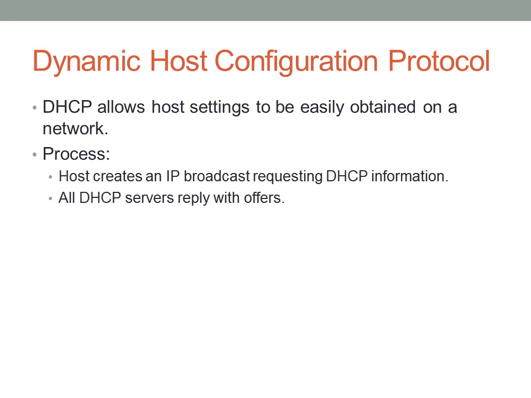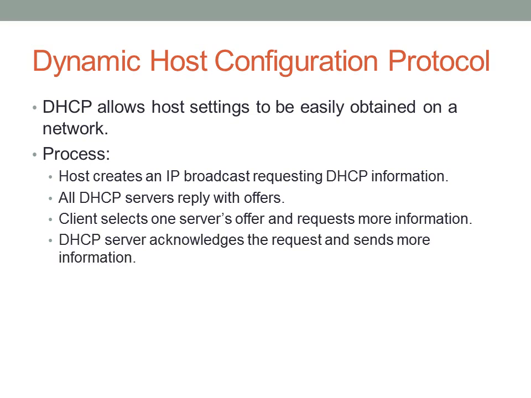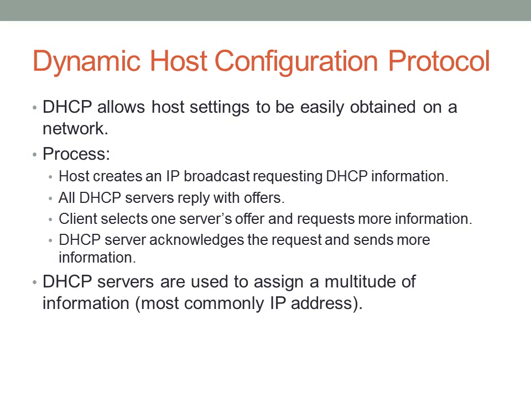And so what will happen is all of the DHCP servers on the network will reply with their offers, and the client will select one of those servers, usually based on just the first one it receives, and then will request additional information. For example, a client may need an IP address or a default gateway, or possibly information about how to reach a DNS server. All of that information can be conveyed from the DHCP server using DHCP. The server will acknowledge that and send the information down.